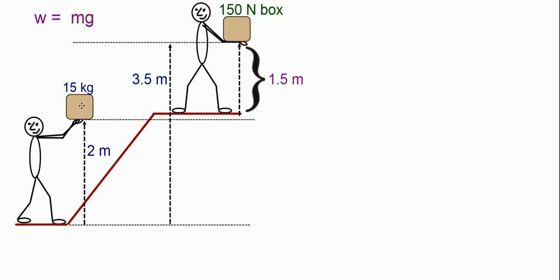Now you note that I give you the mass of the box here. You won't be surprised to see that the weight is 150 newtons because weight is mass times gravity, right? 15 times 10. We're going to be using that for our work, and using that for something else. He starts here, moves up 1.5 meters.